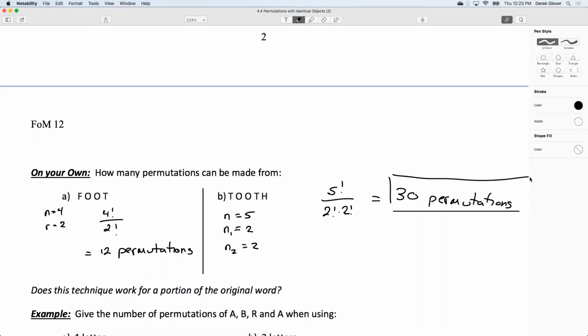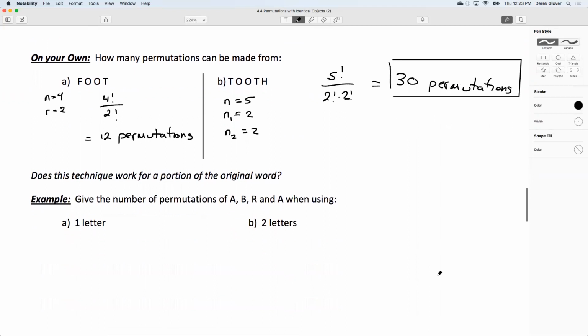So it would be awfully convenient if we can extend this to any number of objects picked from the original set. So let's find out, can we use this for a portion of the original word? So for example, like if I wanted to only use 2 letters of tooth, or if I only wanted to use 2 letters of foot, can we use the same trick?